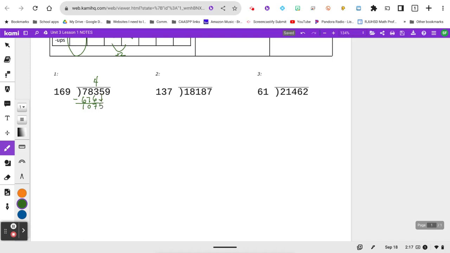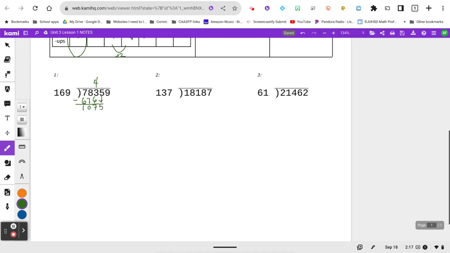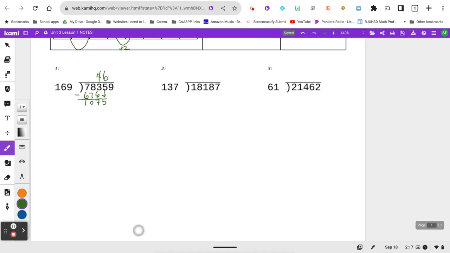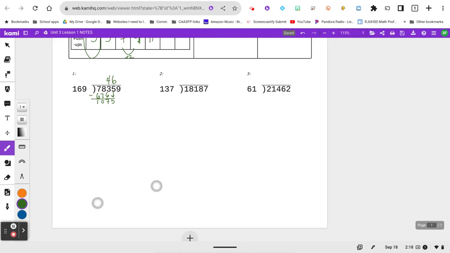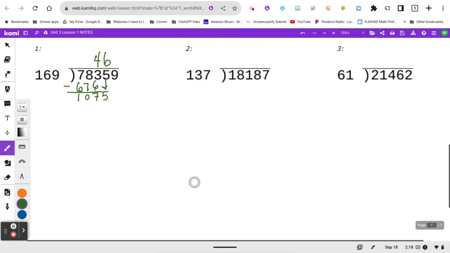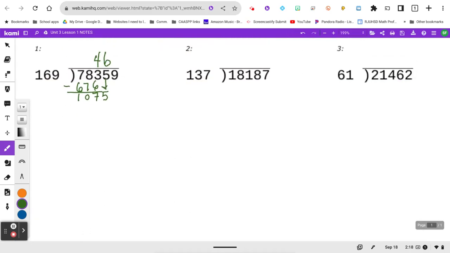We bring down the next number. And again, we're going to repeat it. It can be multiplied by 6. 6 times 169 is going to be 1014. Subtracted, we get 61. And if 61 is less than 169, it means we did the right number. And then we bring down our last number, 9.